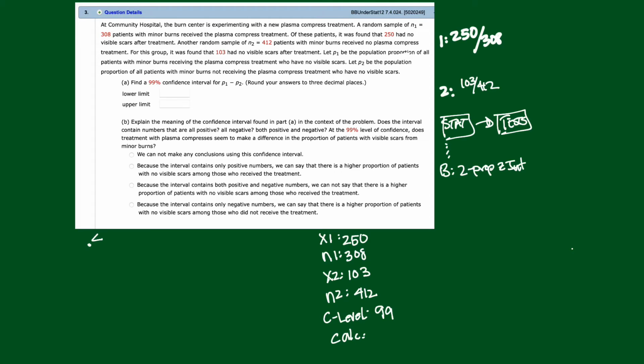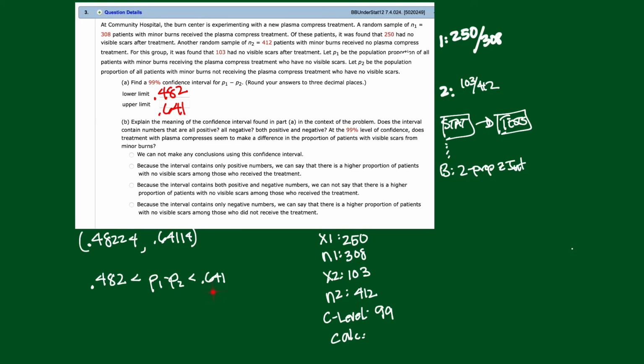Here's what I'm getting: 0.48224 to 0.64114. And we are supposed to round to 3 decimal places. So how about this? 0.482 is less than P1 minus P2, which in turn is less than 0.641. So the lower limit is going to be 0.482, and the upper limit is going to be 0.641.